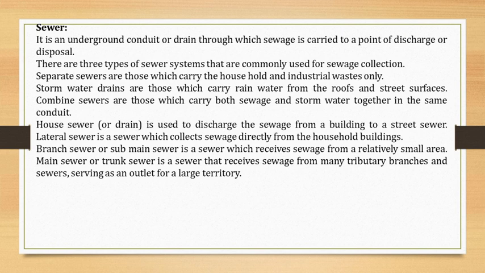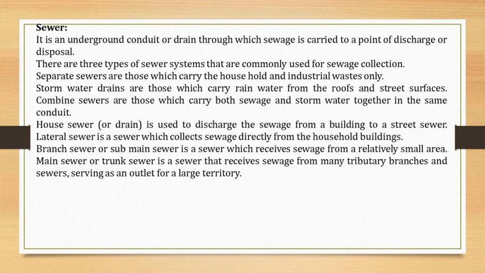Okay. Next, stormwater sewer. The stormwater sewer is used to carry the rainwater from roofs and street surfaces. Next, combined sewer. Combined sewers are those which carry both sewage and stormwater together in the same conduit. So this combined sewer is used to carry the sewage as well as the stormwater in a single conduit, as its name indicates.